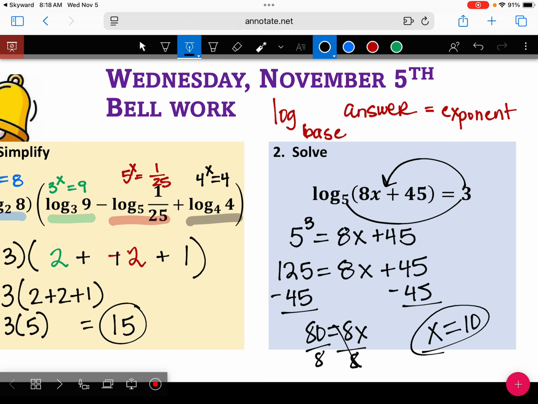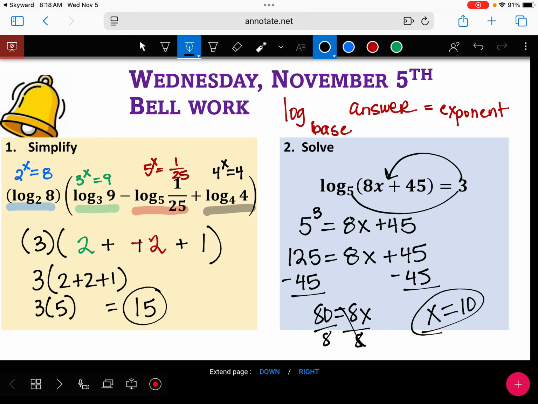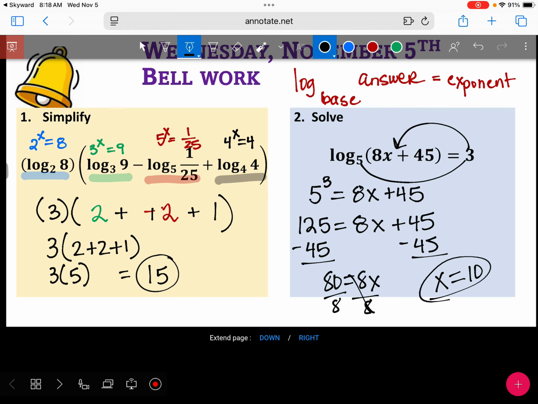All right, any questions about the Bell work? Because that's not a full summary of what we did Monday, but it's, pretty much. We did some other stuff, but questions or comments? I'm going to try to show you your quiz at the end of class.